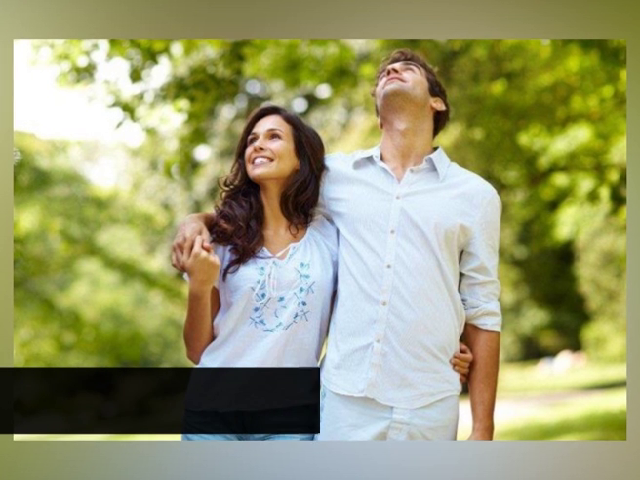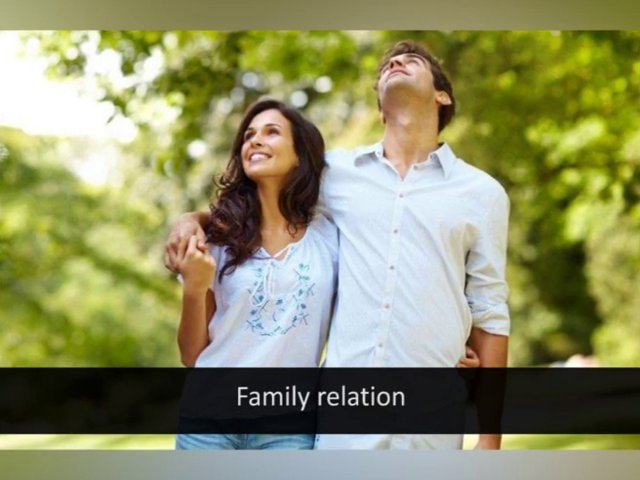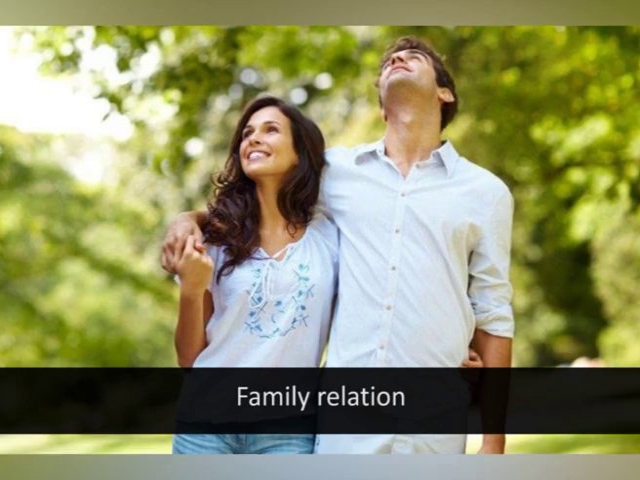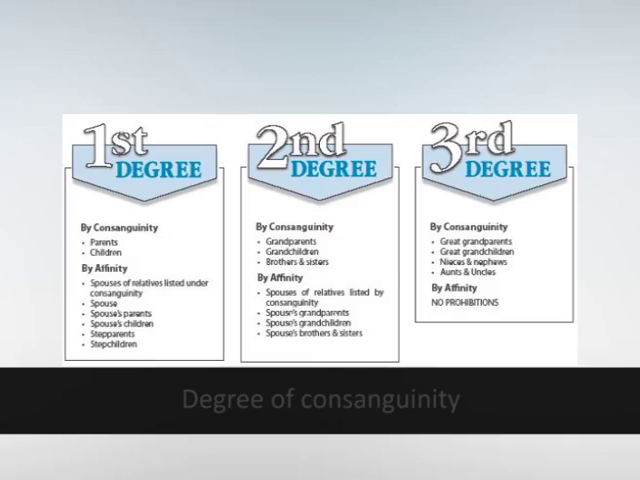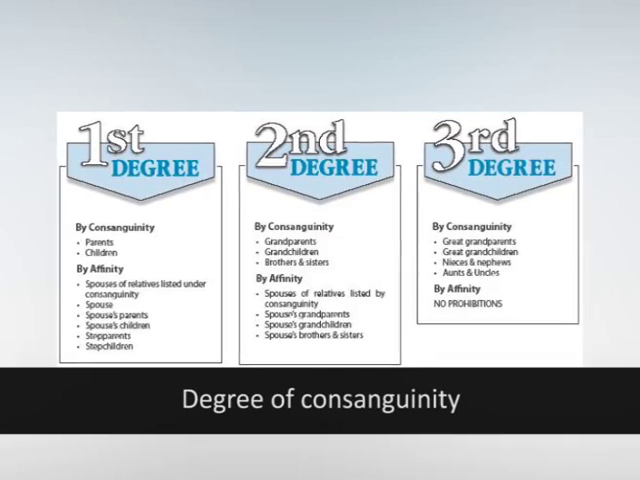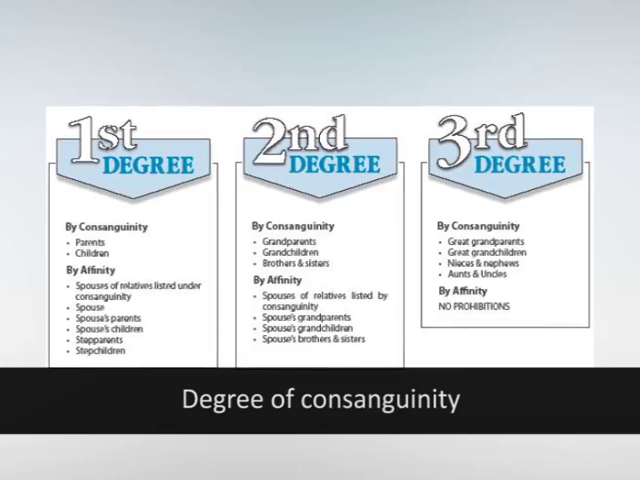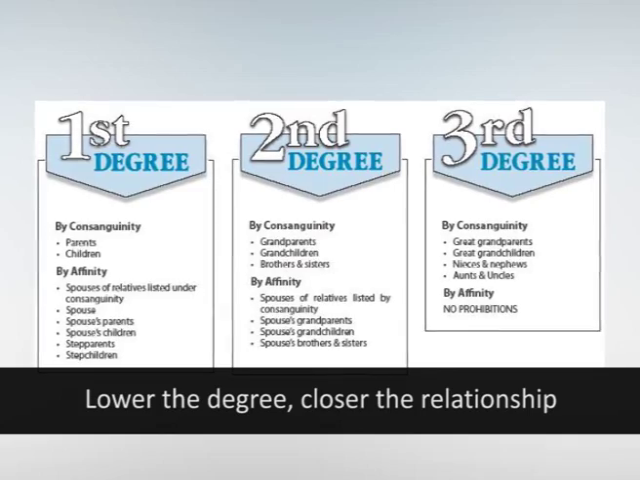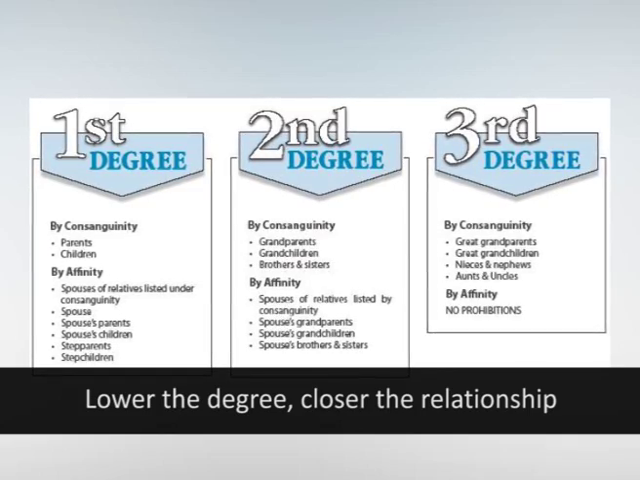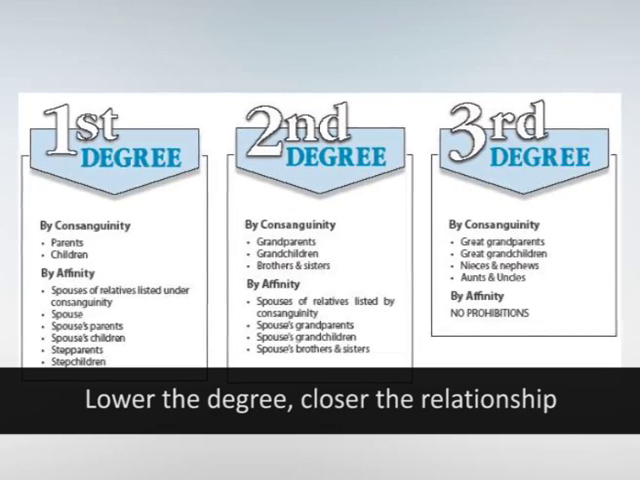Consanguinity. Consanguinity, literally meaning common blood, describes a family relationship between two individuals. Consanguinity is measured in terms of the degrees of consanguinity, which can be defined in several different ways. In general, the lower the degree of consanguinity, the closer the relationship, and thus the higher the level of consanguinity.